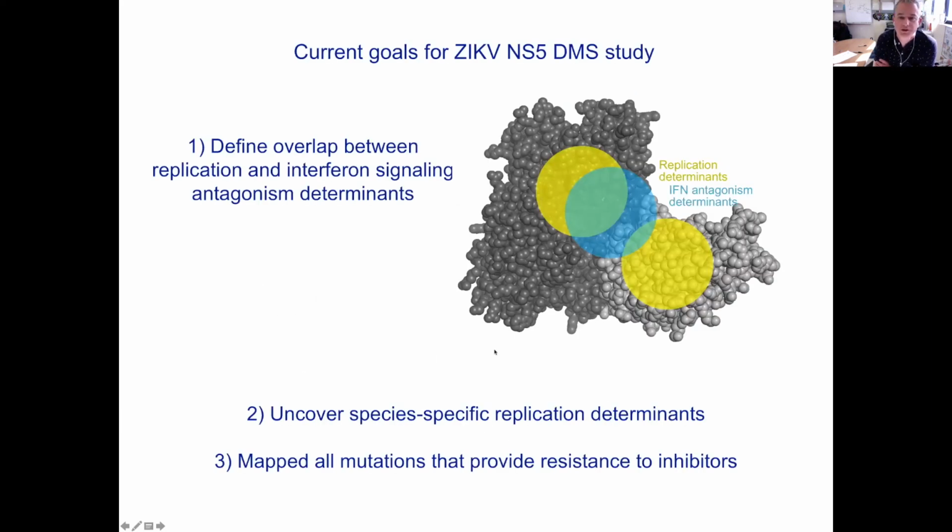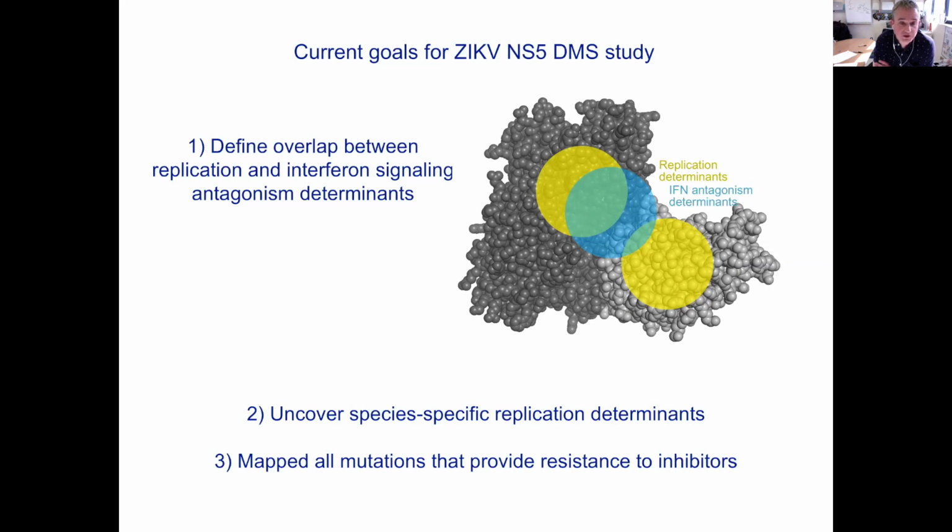So our current goals for the Zika virus NS5 DMS are to, again, define the overlap between the replication and interferon signaling antagonism functions of this protein. We're still working out how to do interferon antagonism DMS, but we've done a lot of mutagenesis to be able to really understand how these functions are overlapping. And so we're still working on that.